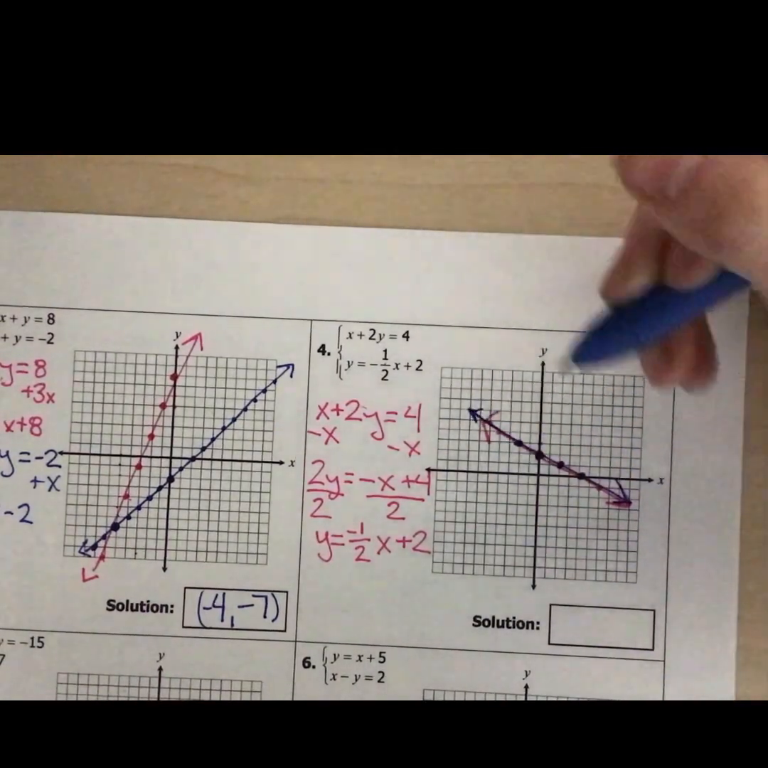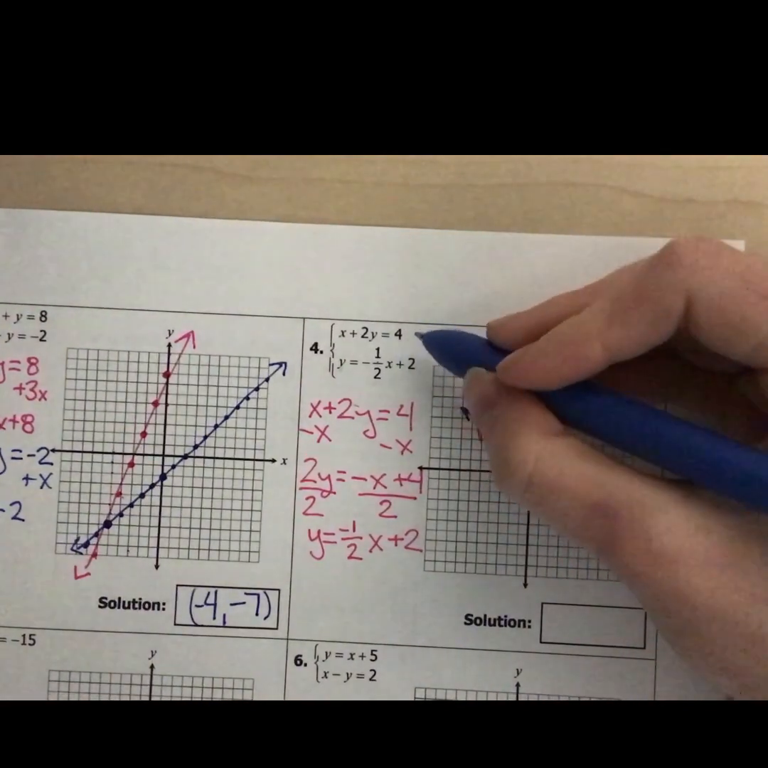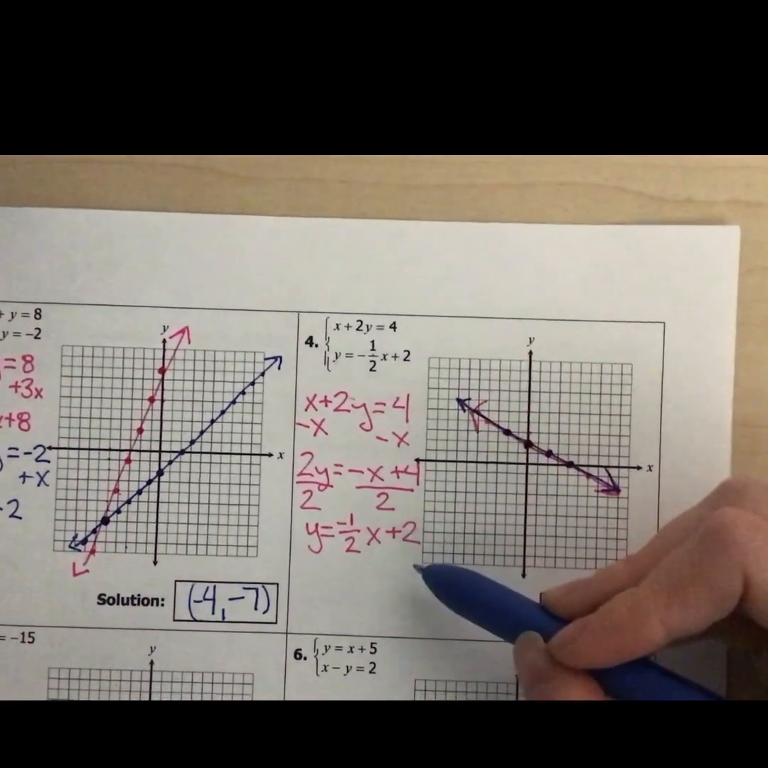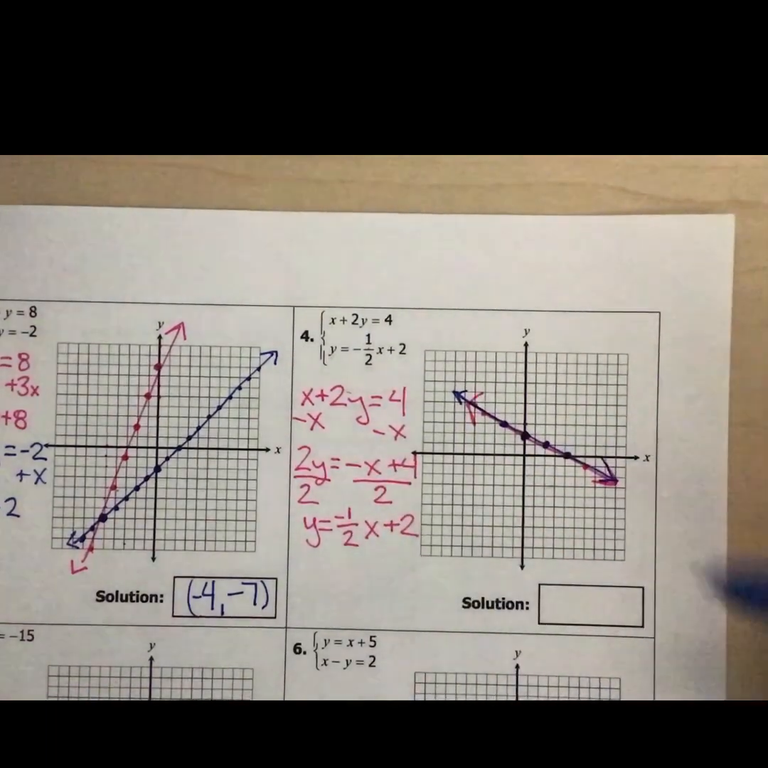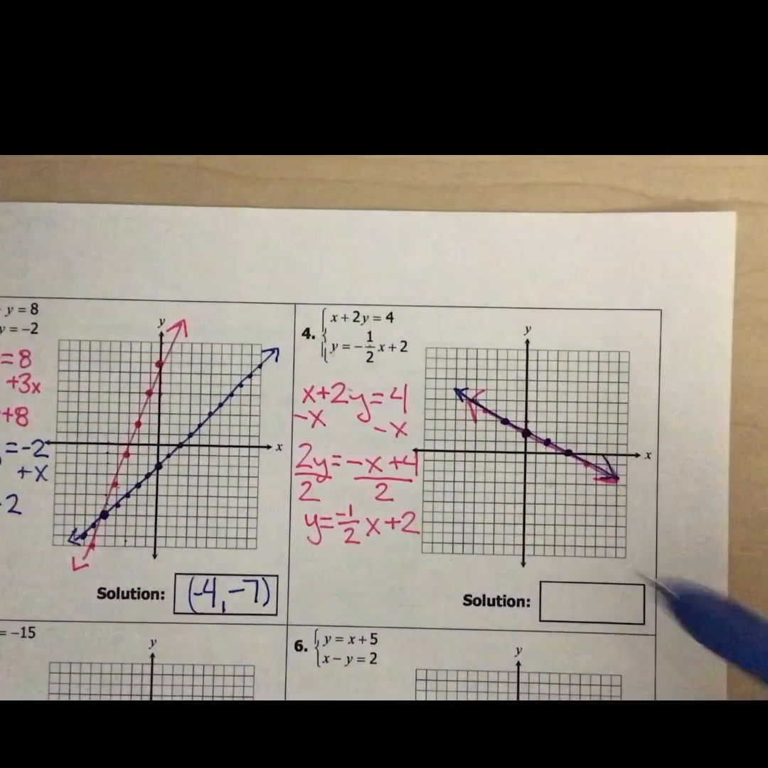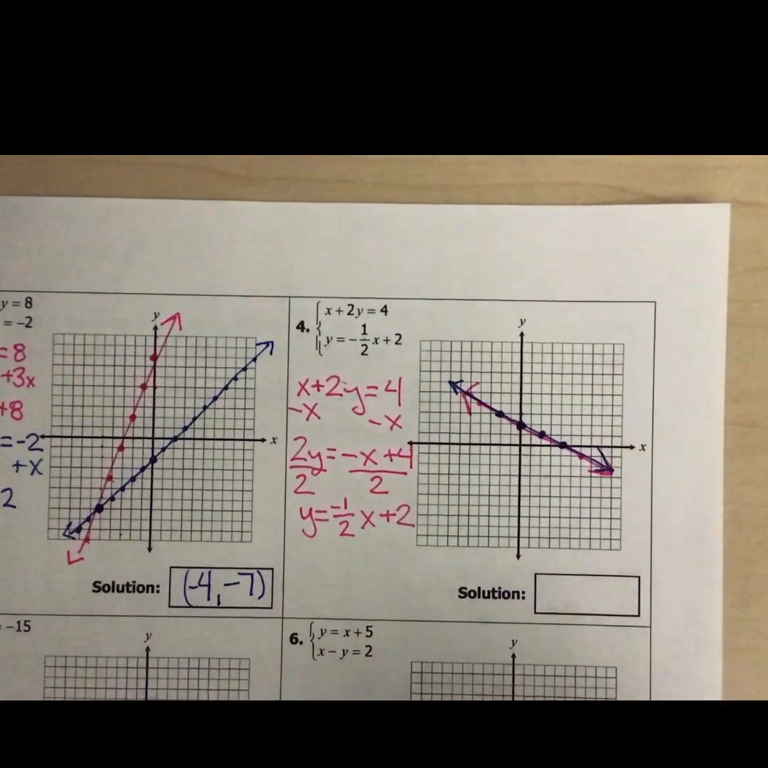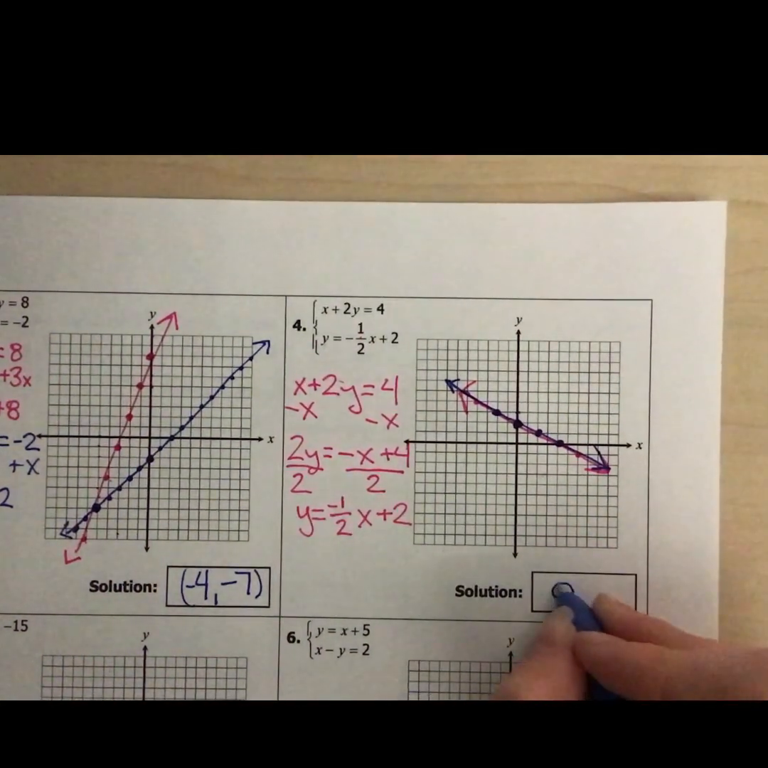That's because after I solved this first equation to be in slope-intercept form, it became the same equation as my second equation. Since these two lines run together, they're the same equation, all of these points would be solutions, giving us the solution of infinity.